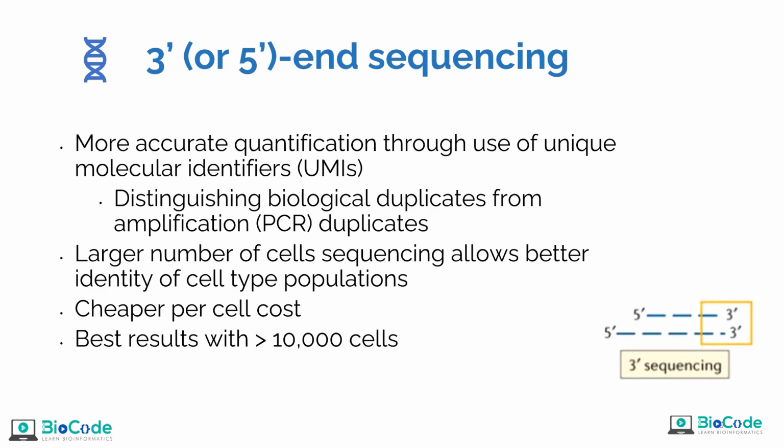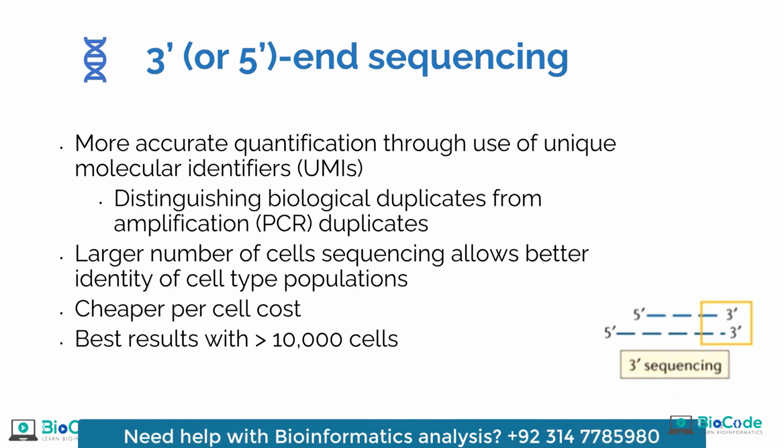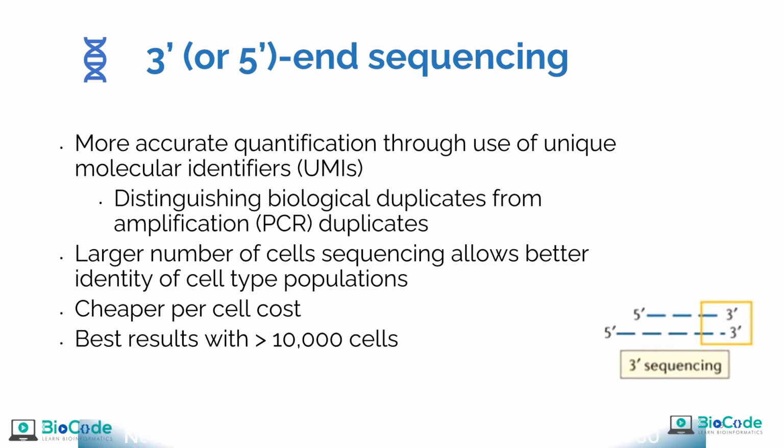If you just want to identify the best results at the cheapest possible cost for your entire analysis, and you just want to identify cell type populations and gene expression, then you need to do 3' or 5' end sequencing. That's it, because it allows us to do more accurate quantification using unique molecular identifiers, which we have discussed previously. It allows us to distinguish biological duplicates from PCR amplification duplicates.